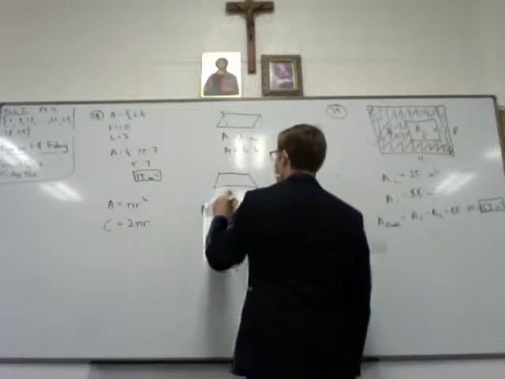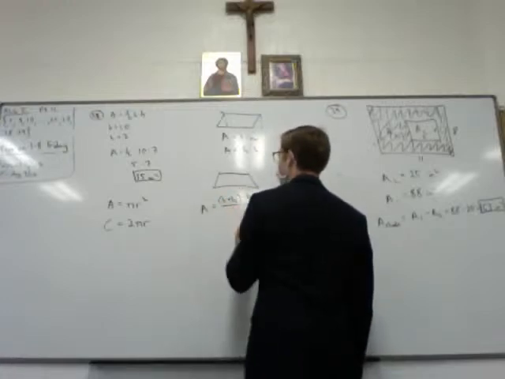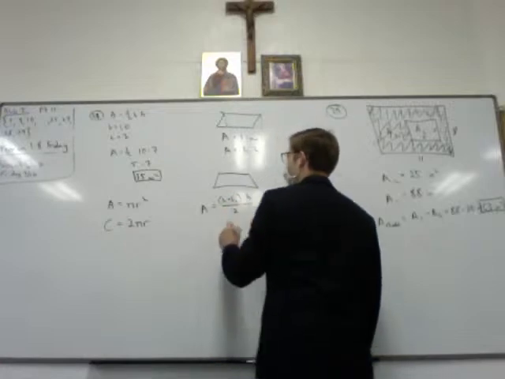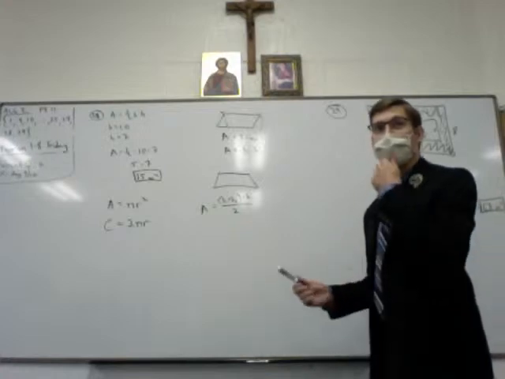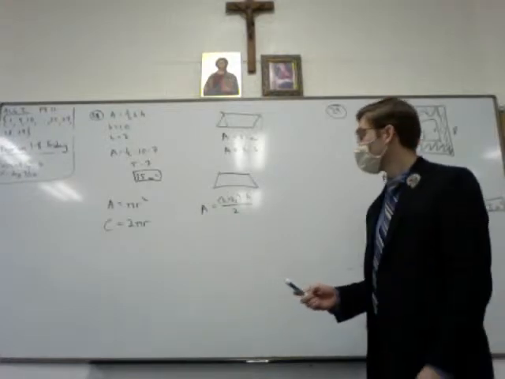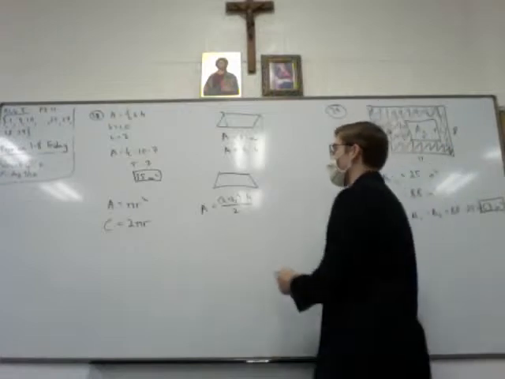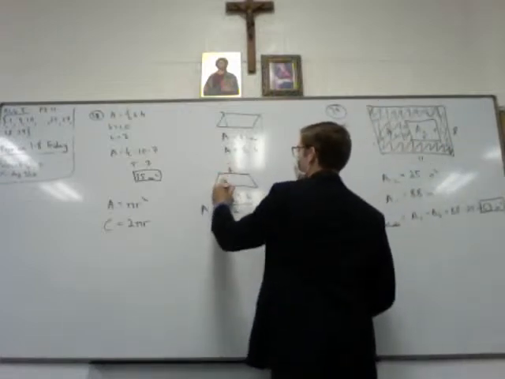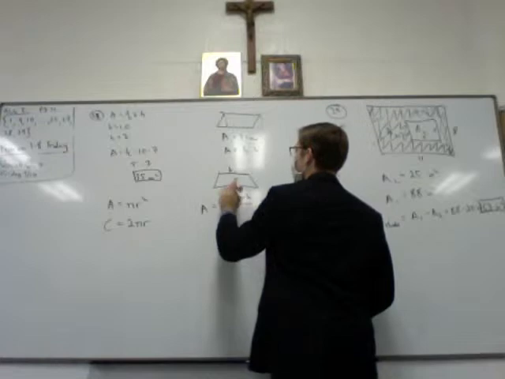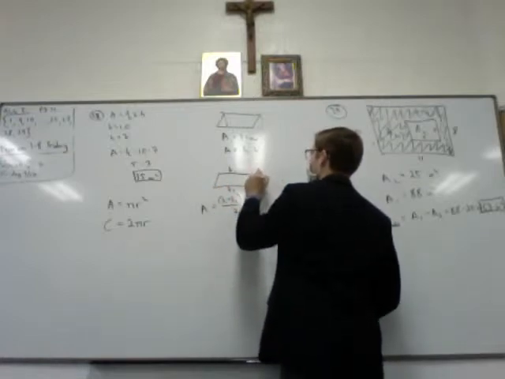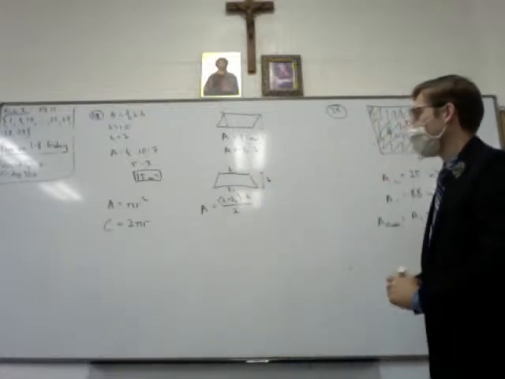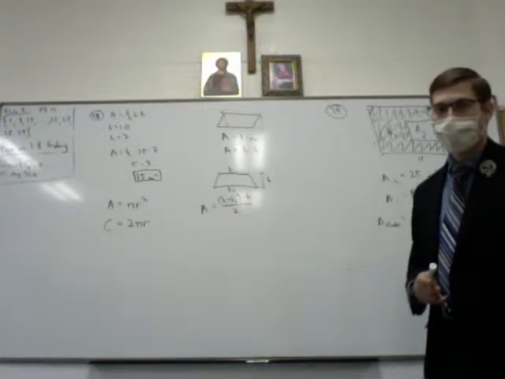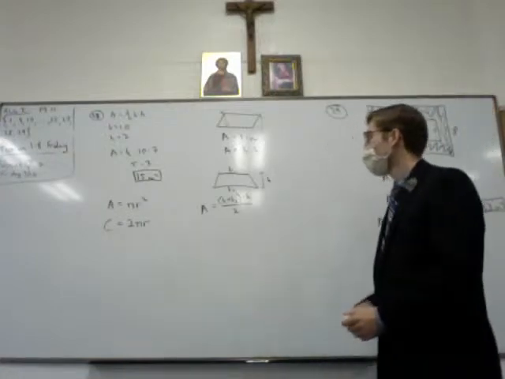Base 1 plus base 2 times height, all divided by 2. Yes, this is fair game for the test. This is lesson 8. Because a trapezoid has 2 parallel sides, those are your 2 bases, and they're different lengths. You take those 2, you add them together, multiply by the height, and then you divide by 2.